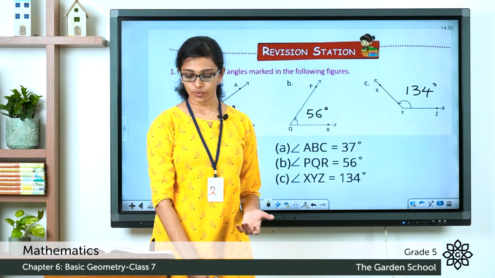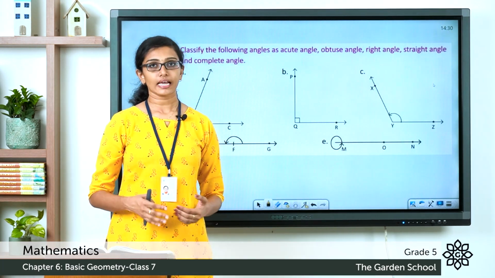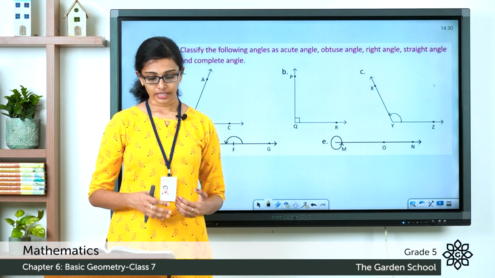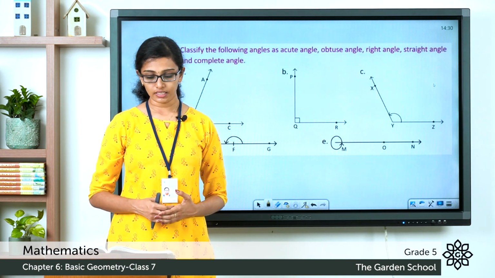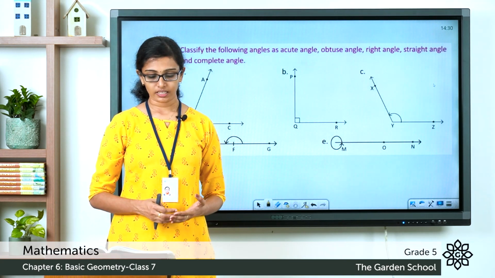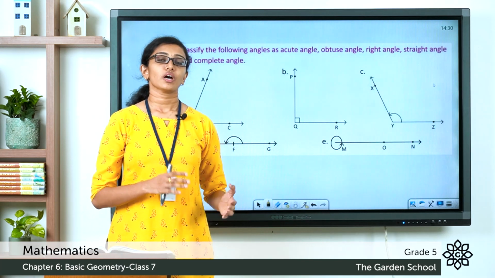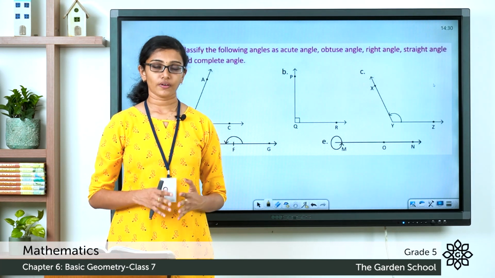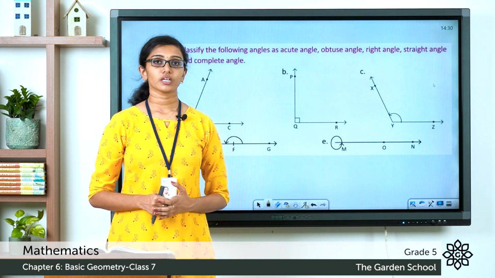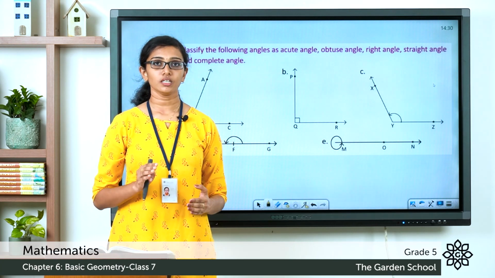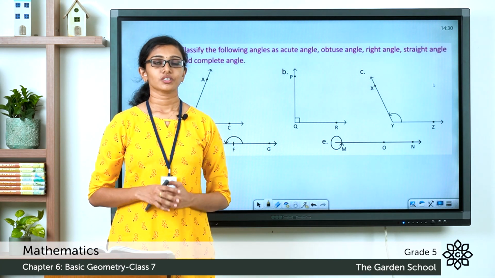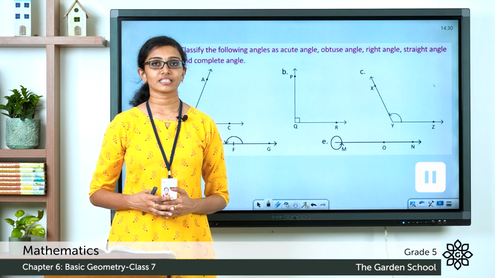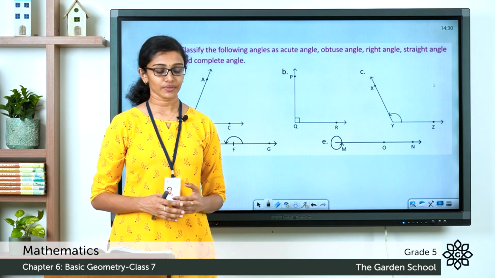Now let's see the second question. Question number 2. Classify the following angles as acute angle, obtuse angle, right angle, straight angle and complete angle. So you have already learned about the different types of angles. Observe these figures and name each angle according to their measurements. So pause the video, finish the exercise and come back. Hope you are done with that.